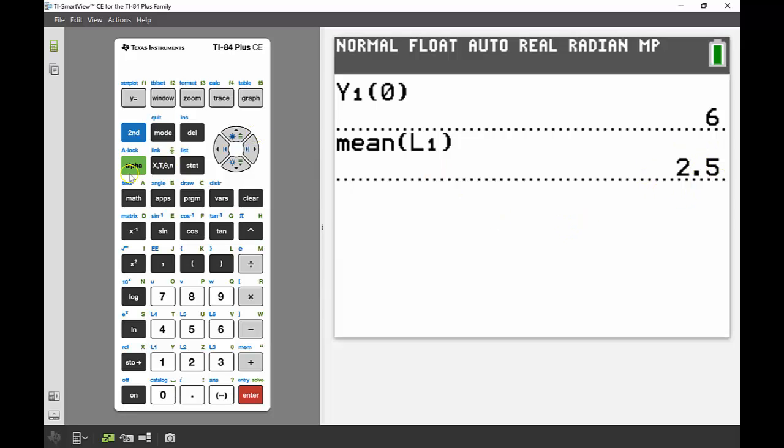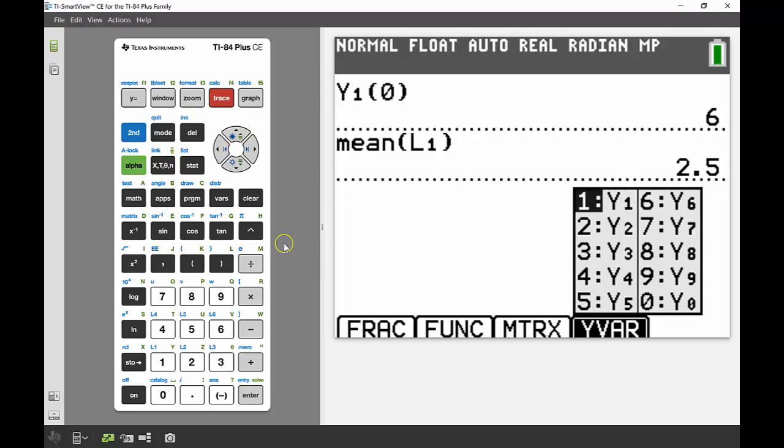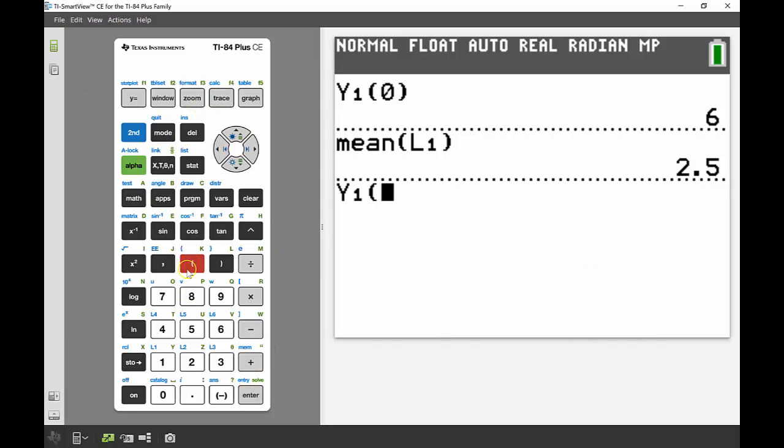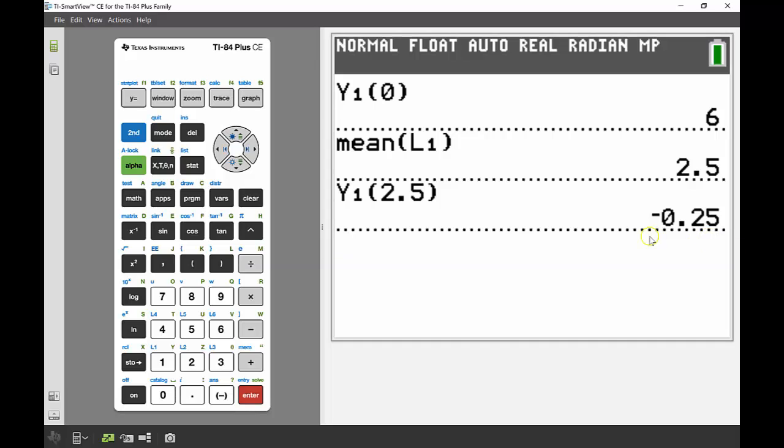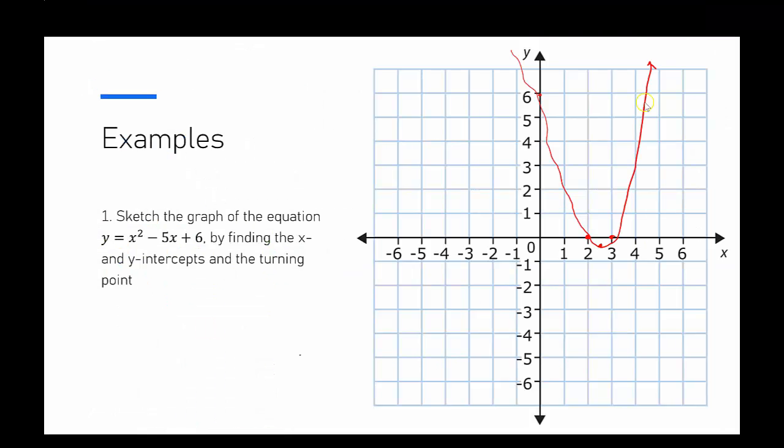From there, the other thing I can do as well is I can take my y1 again and now sub in 2.5 and have the y coordinate of my turning point at negative 0.25. Okay, so you can see here, this is kind of what my graph would look like. So y-intercept at 6, x-intercepts at 2 and 3, and the turning point at 2.5, negative 0.25, around about there.